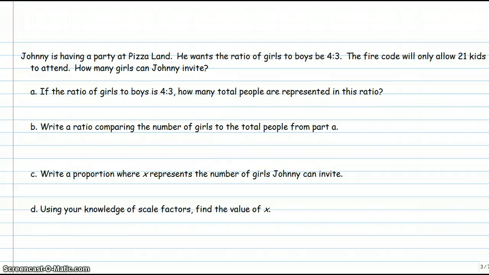So, Johnny is having a party at Pizzaland. He wants the ratio of girls to boys to be 4:3, and the fire code will only allow 21 kids to attend. That's 21 total kids. How many girls can Johnny invite? So, it says if the ratio of girls to boys is 4:3, how many total people are represented in this ratio? Well, if we had only 4 girls and only 3 boys, it would be 7 total people.